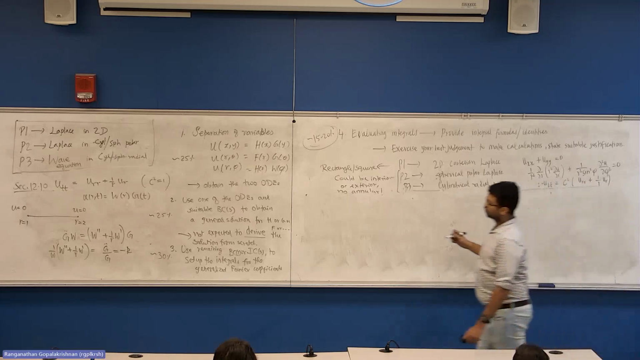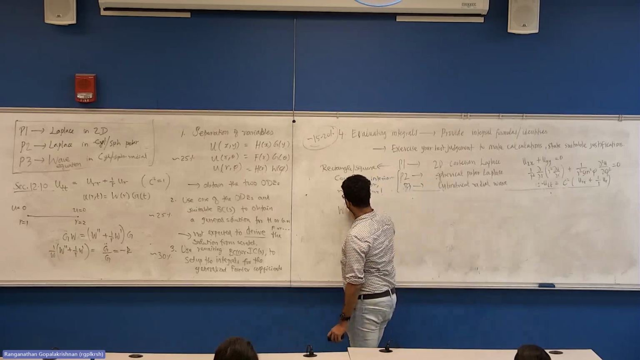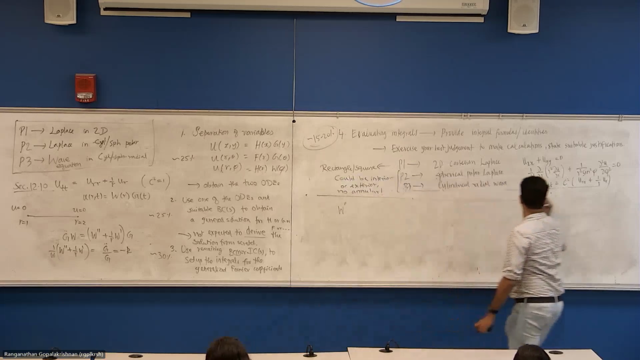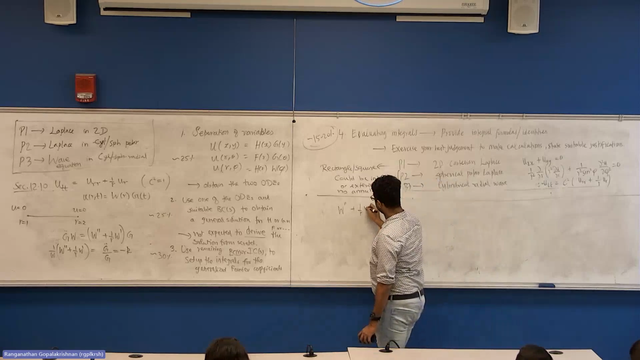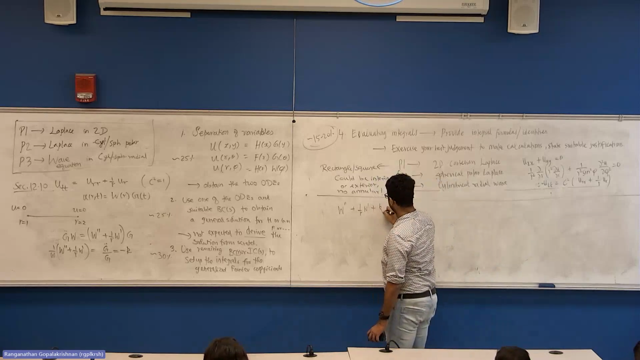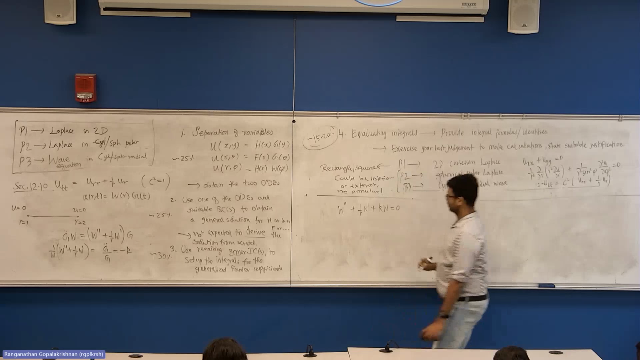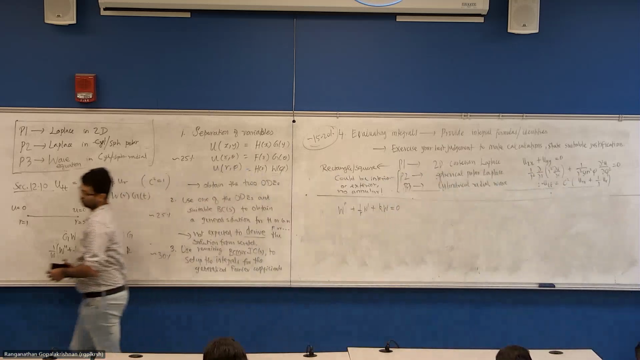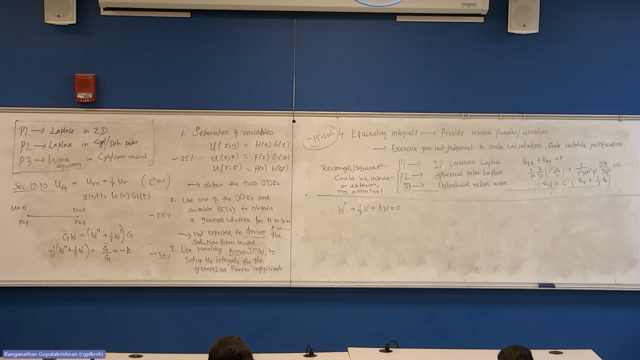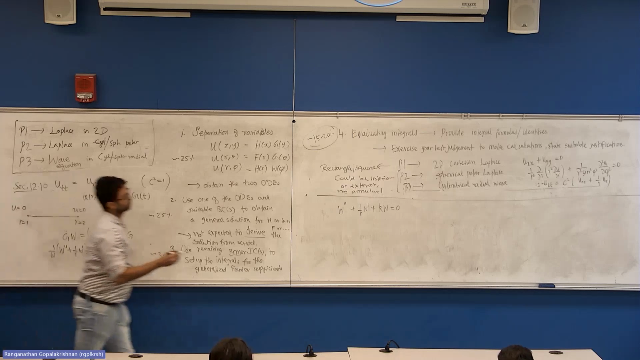Okay, so you will have W double prime plus 1 over R W prime plus K W equal to 0. Before you call this Bessel's equation, you might want to look up your sheet or write down Bessel's equation to make sure you're not tricking yourself. Okay, what is Bessel's equation?